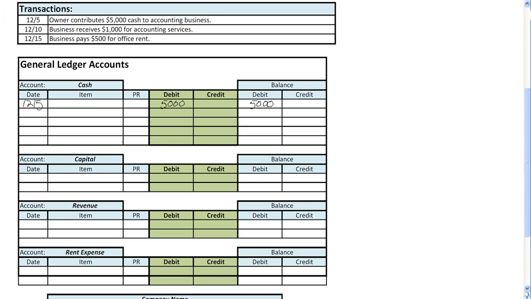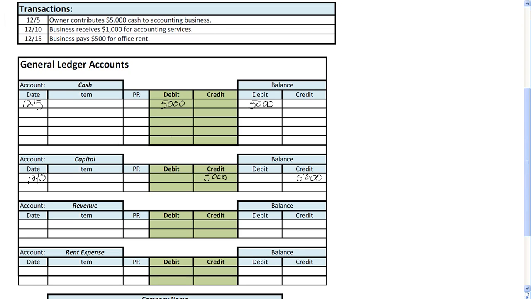The other account that's affected is owner's equity. So we will record the date for that also, and ignore the next two columns. And then to increase owner's equity, we would post a credit of $5,000 and keep track of the running balance.